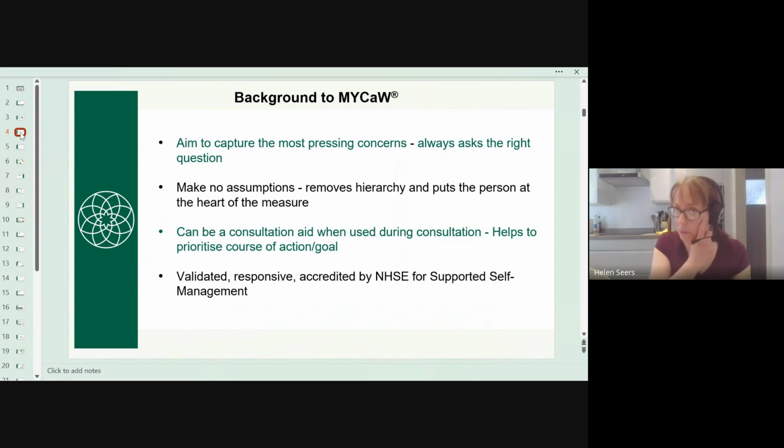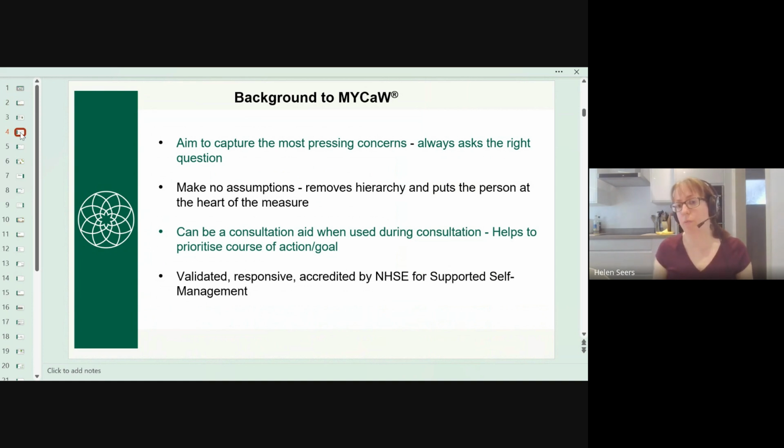It aims to capture the most pressing concerns people have. It doesn't just give you a list of things to respond to. We like the tool because it basically puts the person in the driving seat. It makes no assumptions, and the person's data is personalized and unique to them. And it's a nice tool because you can use it as part of a conversation with people, so it's quite human. And it allows people to say what matters to them.